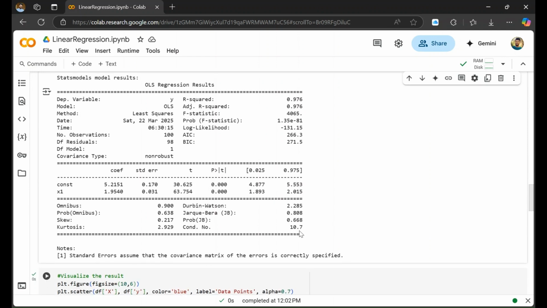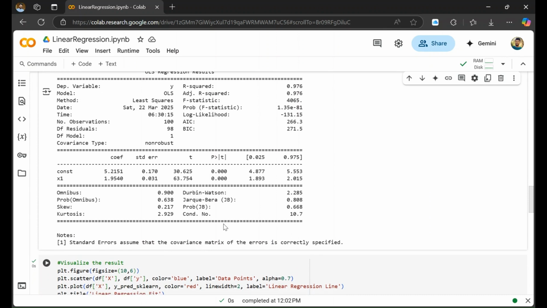Now we have other diagnostic statistics. Here we have Omnibus, and it tests the normality of residuals. So a non-significant p-value suggests residuals are normally distributed. So we have a non-significant p-value. These are the p-values. So it will see if our residuals are normally distributed or not. And here Omnibus says that our residuals are normally distributed.